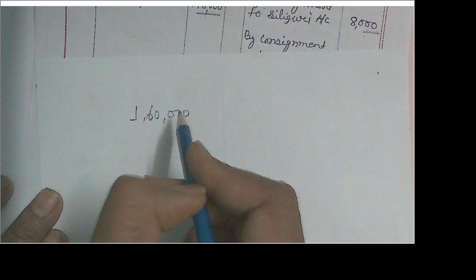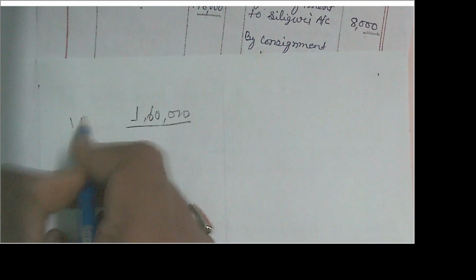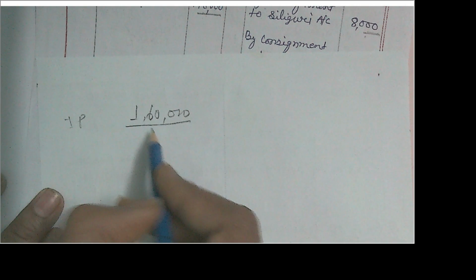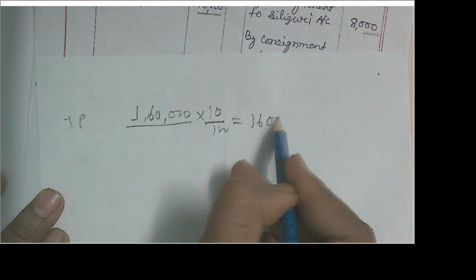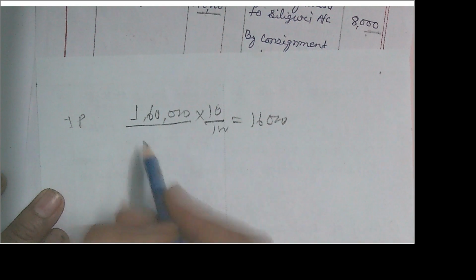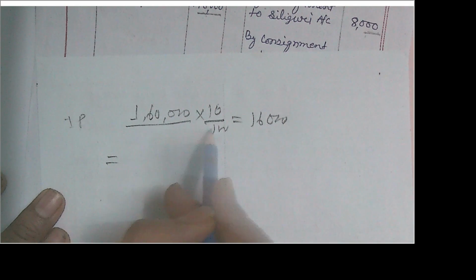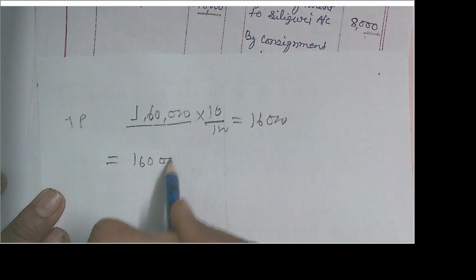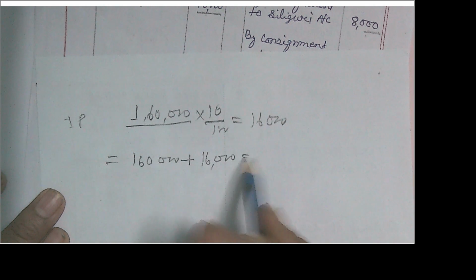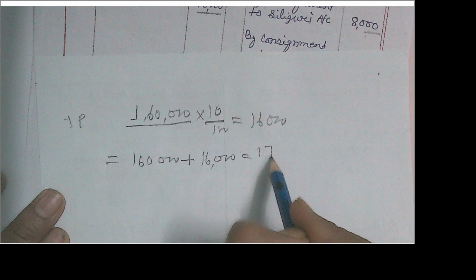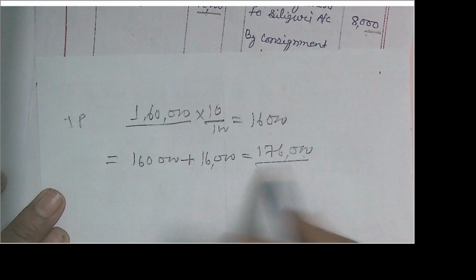Let's see here. The value of goods is 1,60,000, and it is the invoice price, and here you have to add 10% profit. So it becomes 16,000, which is 10% of 1,60,000. Now add it: 1,60,000 plus 16,000 equals 1,76,000. This is the goods sold value.